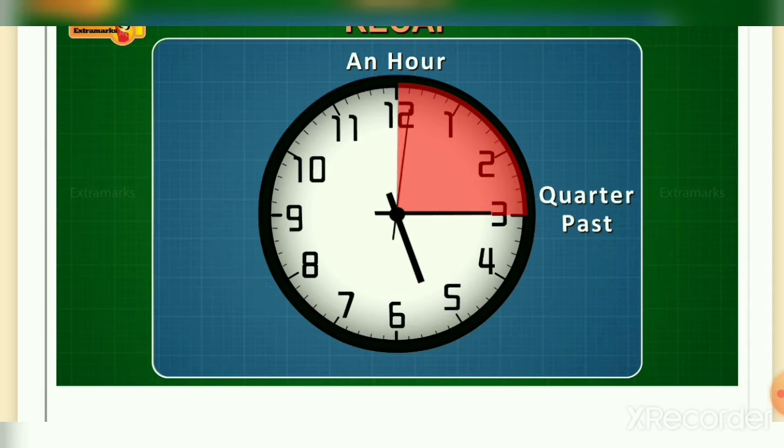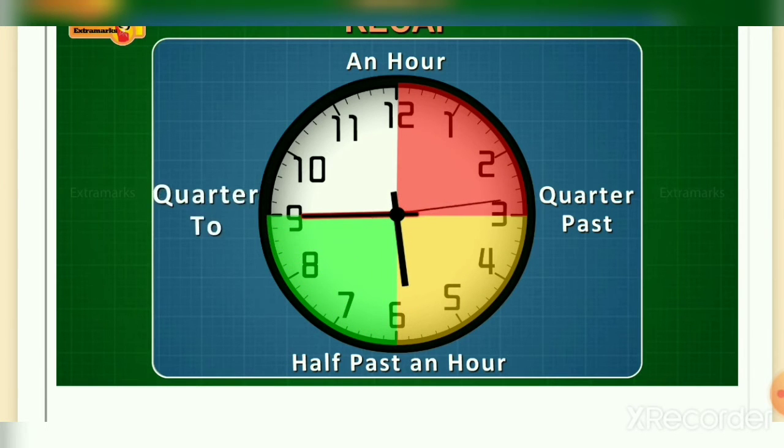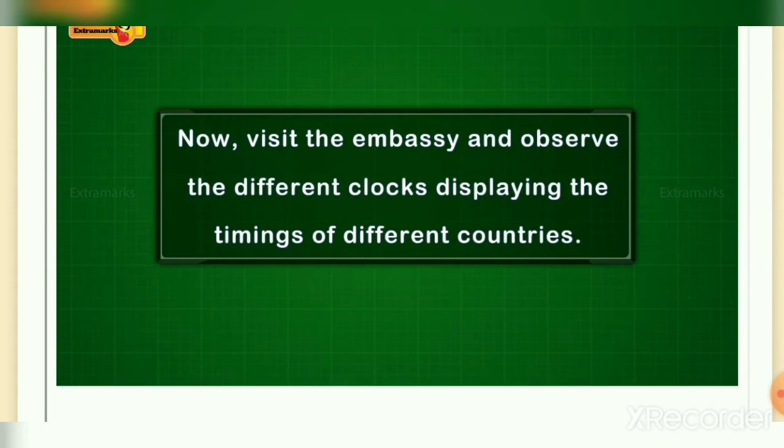When the minute hand starts from 12 and moves half a circle of the clock and points at 6, it is called half past an hour. When the minute hand is at 9, it is called quarter to an hour or 15 minutes to an hour. Now, visit the embassy and observe the different clocks displaying the timings of different countries.